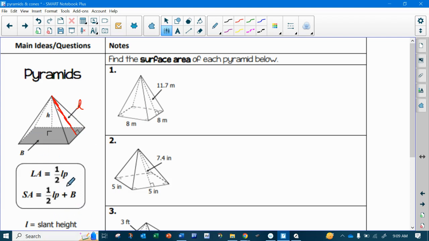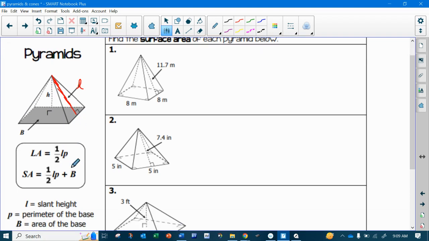Okay. Big B is still the area of the base, and P is still the perimeter. Okay. So those things did not change. So to find surface area or lateral area, all you need is your perimeter, your base, and your slant height. So you need PBL, not PBH. So we're going to find the perimeter of our base. There is only one base in a pyramid, and it's always going to be what's opposite the tippy point. So if you find that point, whatever's underneath it is going to be your base.